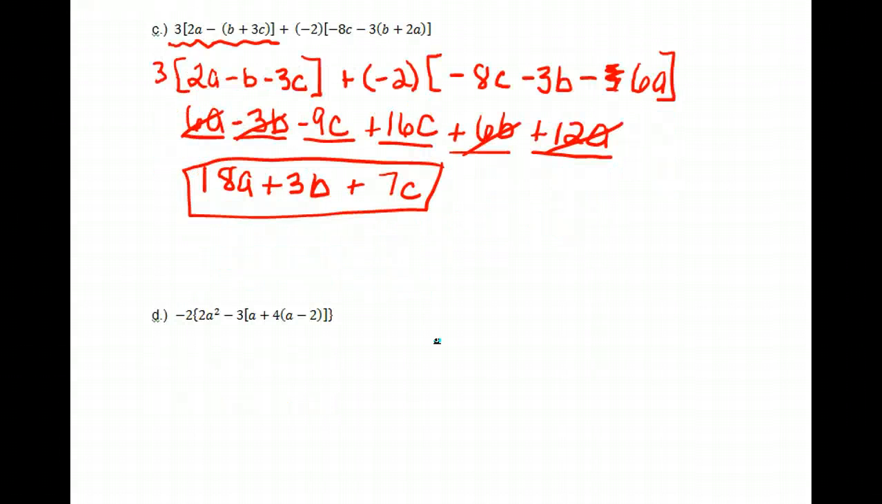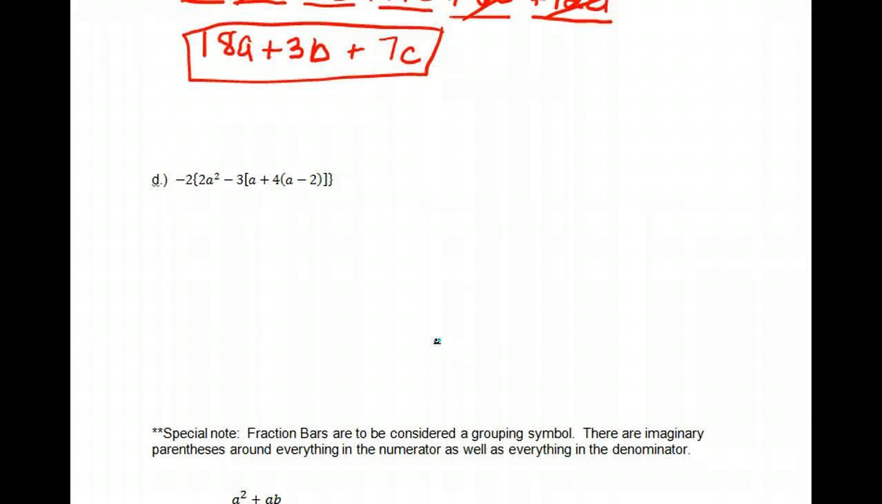I'd like for you guys to go ahead and try example D. Please pause the recording, take a moment, work through example D, and whenever you are finished, please play the recording and we'll go through the answer together.